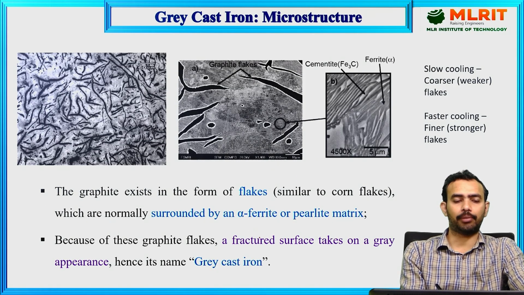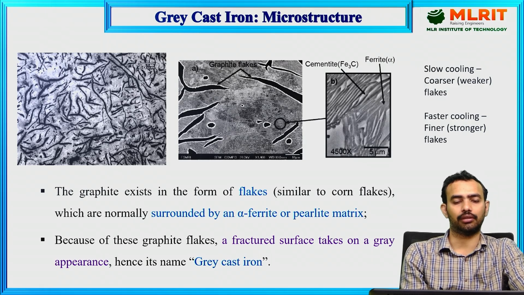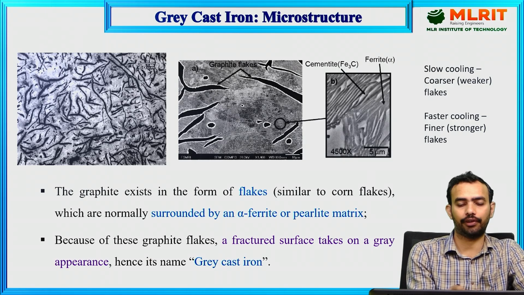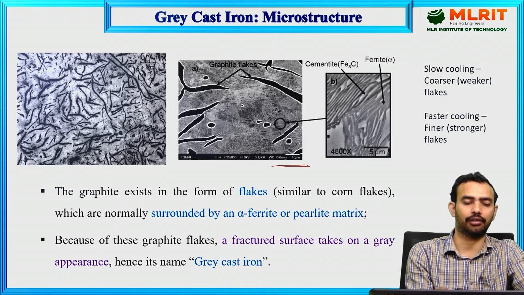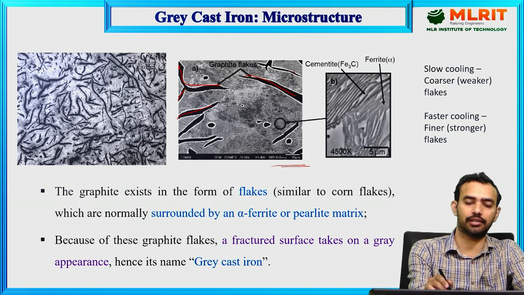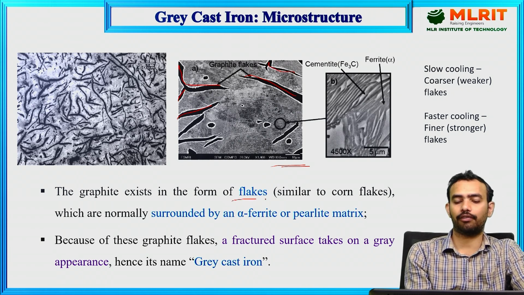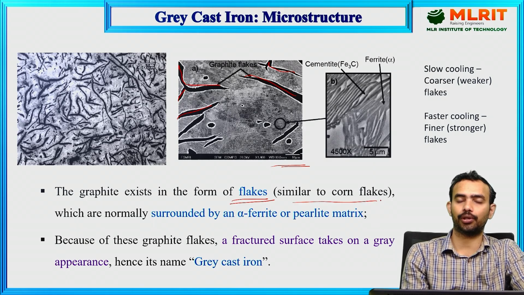Then if you look at the microstructure, this is a magnified image, and this is the microstructure where you can see these flakes. These are graphite flakes. All these are graphite flakes. So graphite is present in the form of flakes, which are similar to our cornflakes.